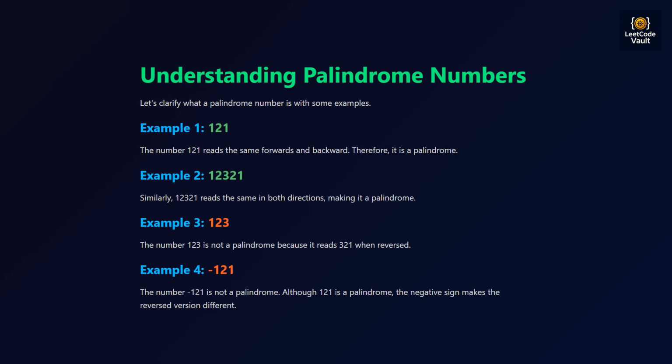Understanding with examples. Let's look at some examples to get a clearer picture. The number 121 is a palindrome because it reads the same forwards and backward. Similarly, 1001 is also a palindrome. However, 123 is not because it's different when reversed. Another example, negative 121 is not a palindrome because palindromes are typically considered positive integers. Consider the number 10. This is not a palindrome.